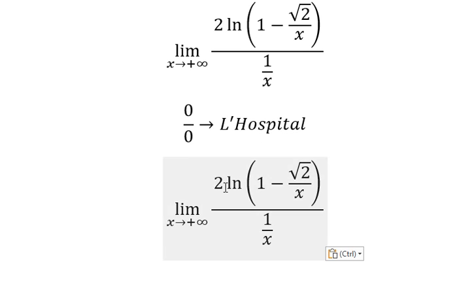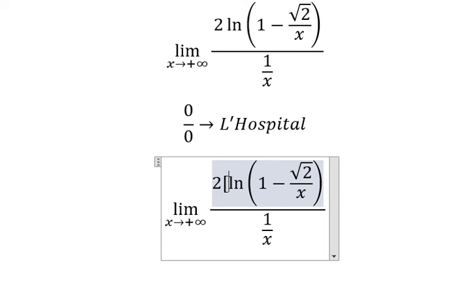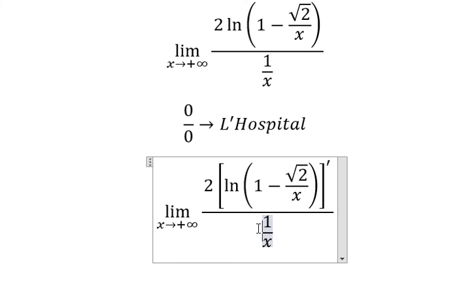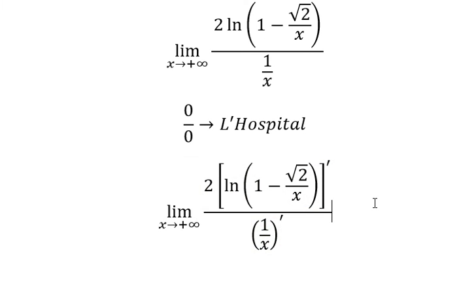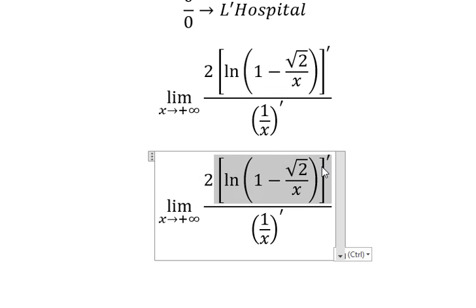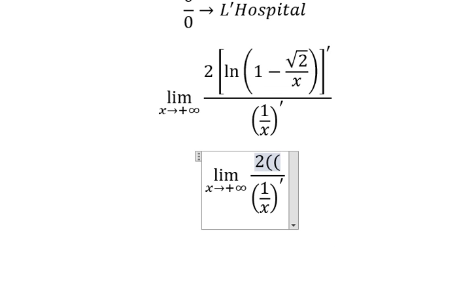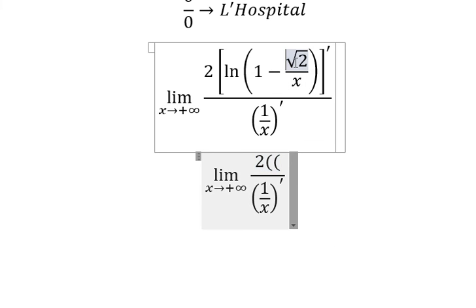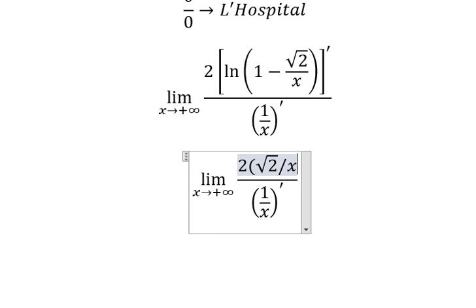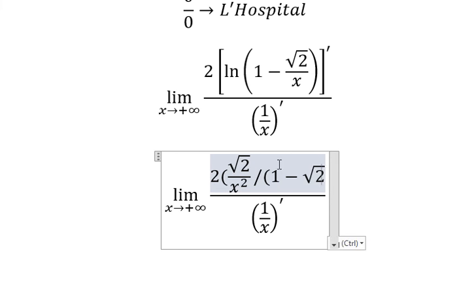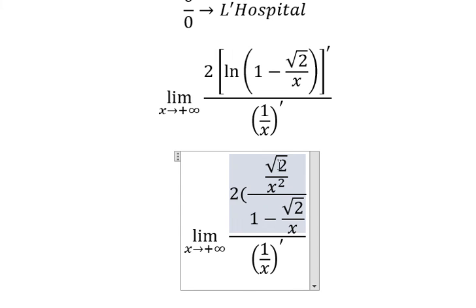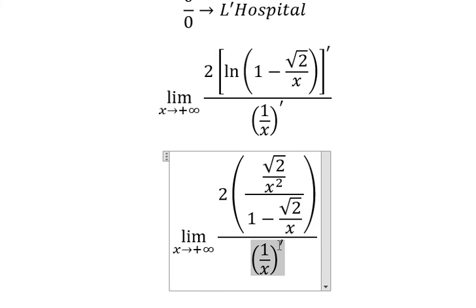That means we need to do first derivative on numerator and denominator. So this one we will have about the square root of number 2 over s squared over 1 minus the square root of number 2 over s. This one we have negative 1 over s squared.